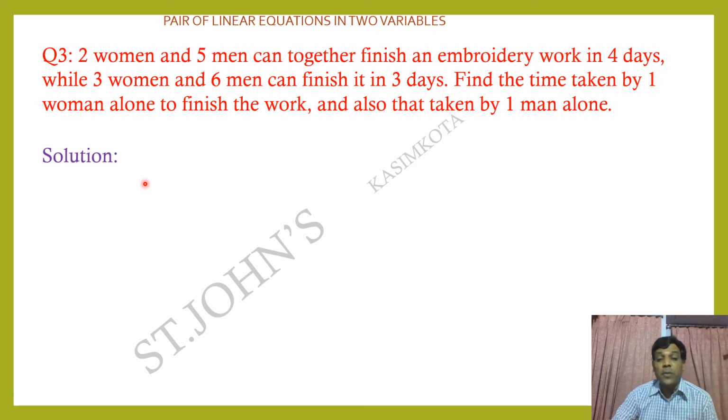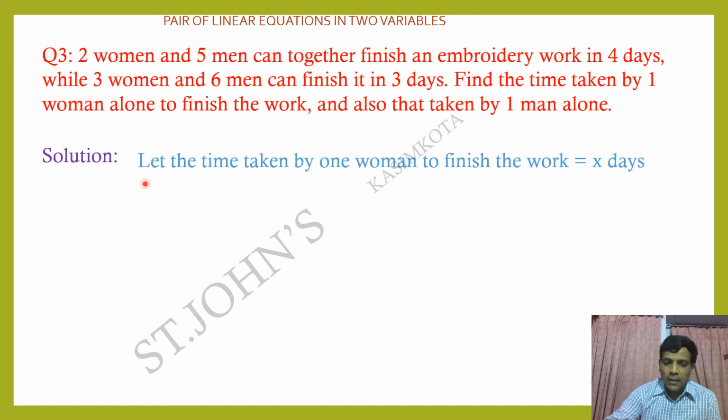Okay, these two are assuming values, because for one day's work, both men and women, these two are unknown values. First point: let the time taken by 1 woman to finish the work be X days. That is the given question, to find the time taken by 1 woman alone to finish the work. How many days? X days.